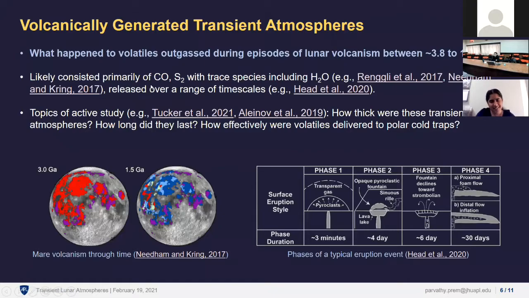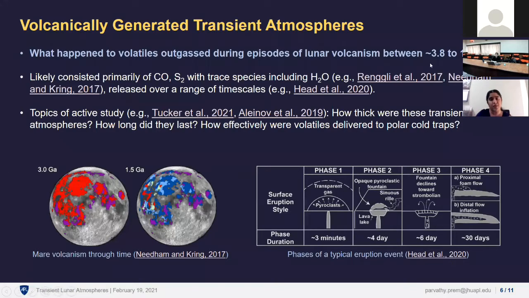I think the first question is, well, what are these volcanic volatiles? There has been work done by Ringley and Needham and Kring, many colleagues who analyze samples and do thermochemical modeling that shows that, based on what we know about the interior of the moon, these volatiles were likely carbon monoxide gas, also sulfur-bearing species like S2, and some interesting trace species present in small quantities, but scientifically interesting, such as H2O.